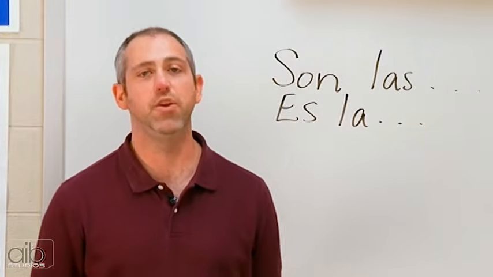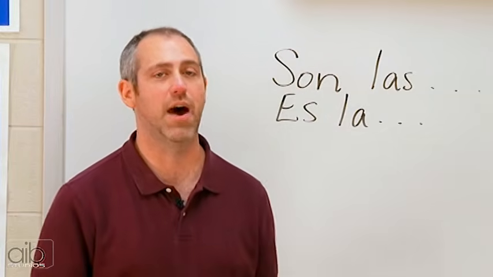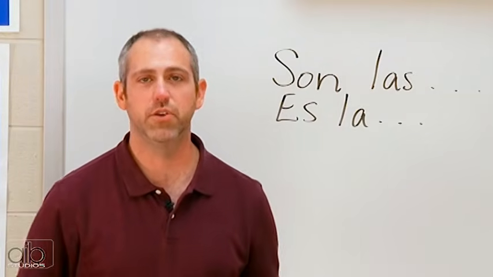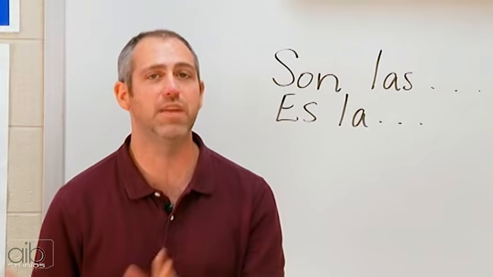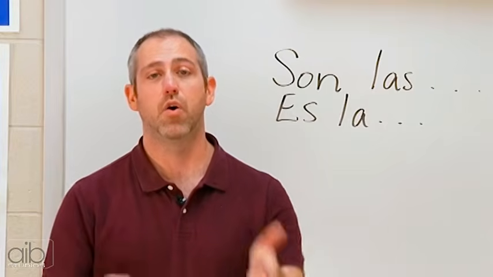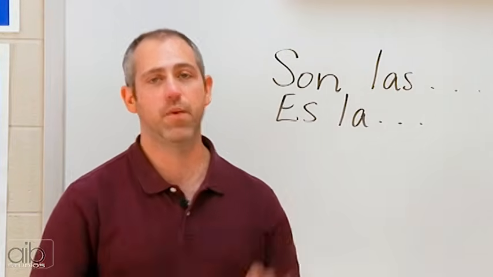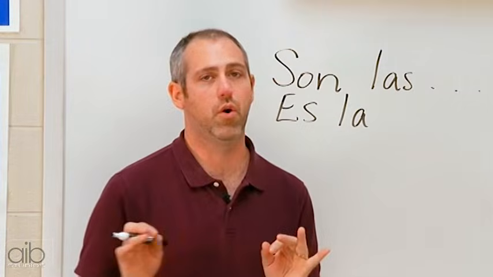Now let me go ahead and tell you, you're always going to use son las to say it is a certain hour unless you're saying it's one something. That's the only time we use es la, is if you're saying it's one something, like 1 o'clock or 1:15 or 1:30. Then we would say es la, and we're not going to say uno.